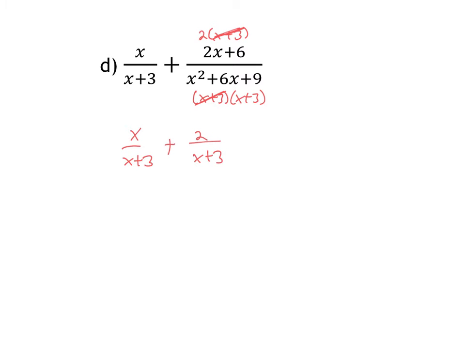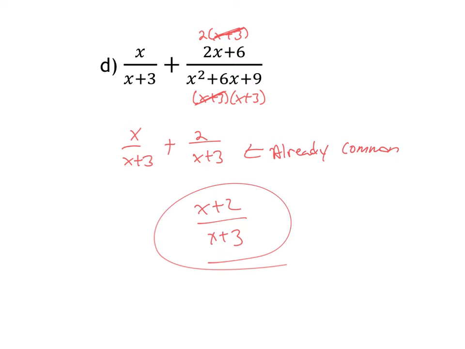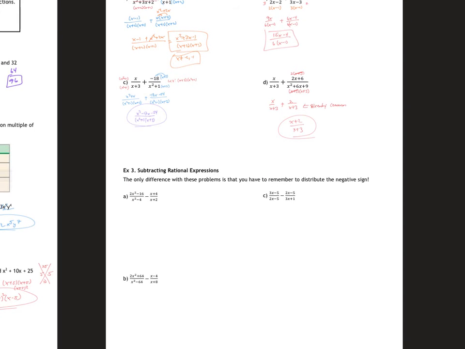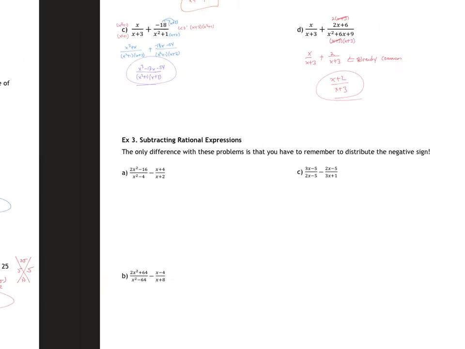And now check this out. You have a common denominator already, right? So you can go ahead and combine them. So your final answer here, x plus 2 over x plus 3. That one's a fun one. All right. So now let's take a look at the subtraction side. Nothing's going to change here. I'm going to make these questions a little bit more difficult. But the only difference here with these problems is that you have to remember to distribute the negative sign.